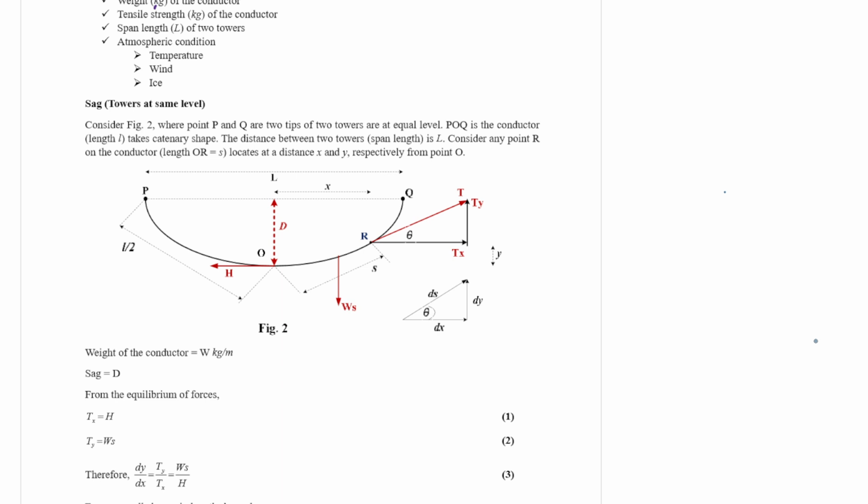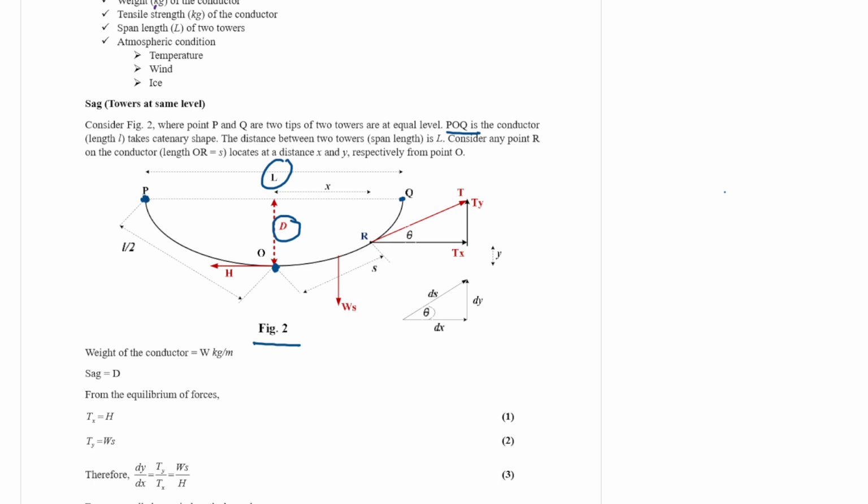Let us consider this figure 2. We have a conductor POQ. POQ is the conductor, right? O is the minimum point, and this D is the sag. Now let us consider this is the span length between P and Q. P is the tip of one tower, and Q is the tip of another tower. So the length between the two towers is L, which is called the span length.